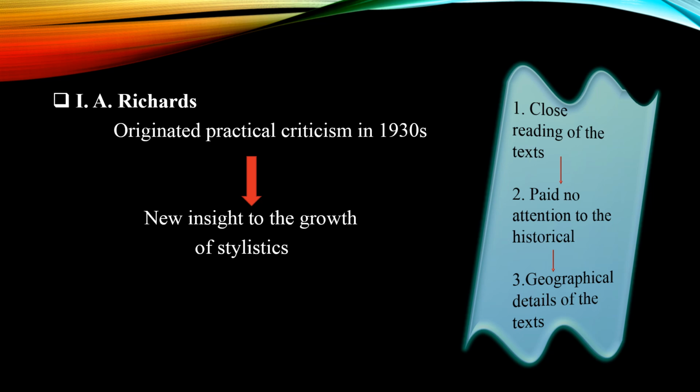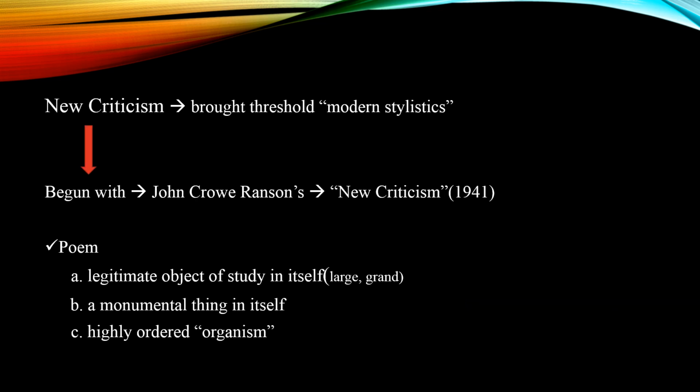I.A. Richards originated practical criticism, leading to the emergence of new theory in the 1930s. He offered new insight into the growth of stylistics in three ways. The first is close reading of the text. Secondly, paying no attention to the historical, and thirdly, geographical details of the text. So these three principles were taken for the study of stylistics under Richards.